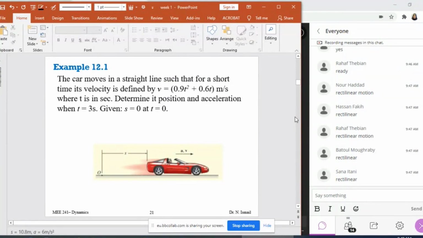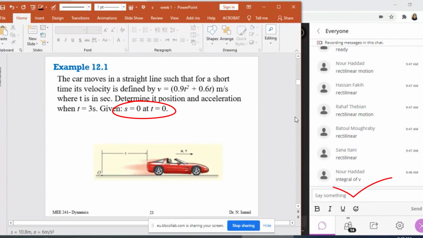And what is the question? The question is to determine the position and acceleration when t = 3 seconds. So I need to find the position s and the acceleration when t = 3 seconds, given s = 0 when t = 0. Guys, what do you think? Why is this given here? Why should I use s = 0 and t = 0? So where can I use it?